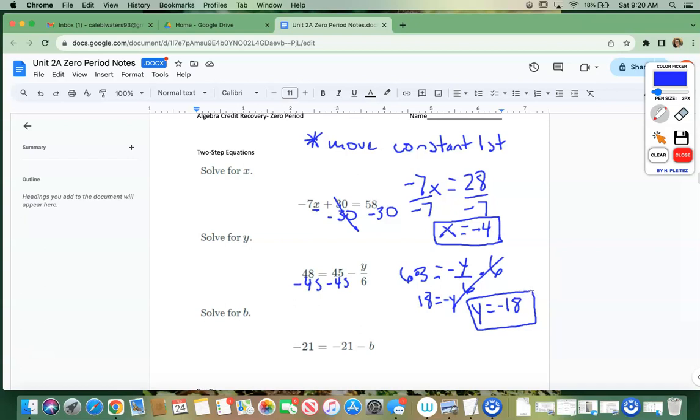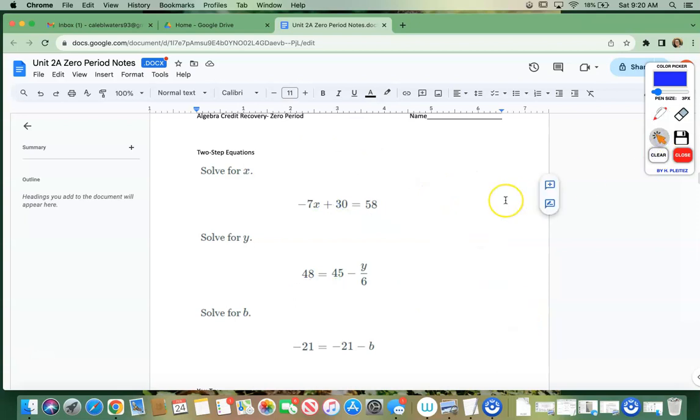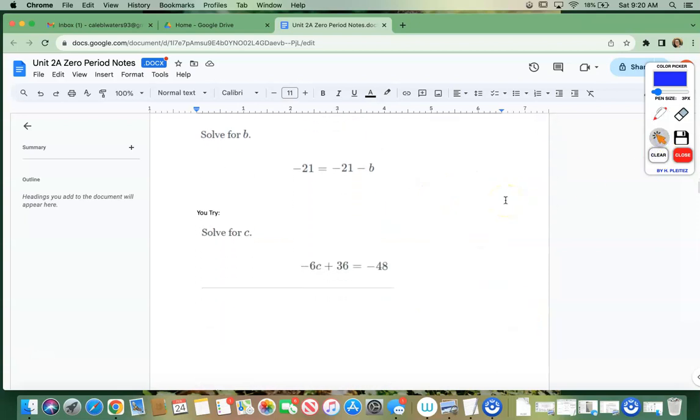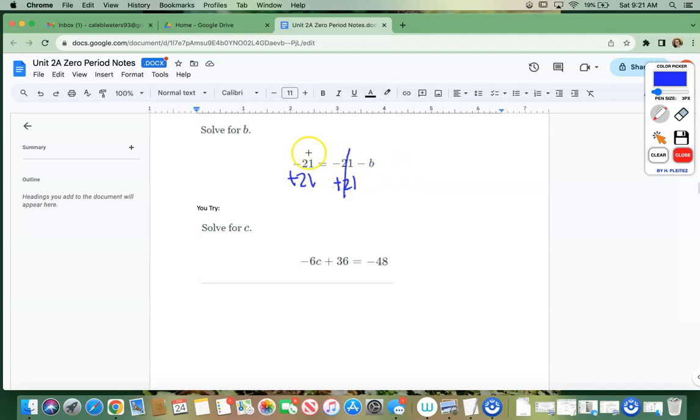So again, big tip with these: move the constant first, then deal with whatever you have with your variable. Okay, so let's go down here and solve for b, and then y'all will have a few to try. So we got to get this b by itself. We're going to remove your constant first. So right now we have a minus 21, so let's add 21 over. So adding my 21, I have 0 over here now, and 0 here, so we have 0 equals negative b.